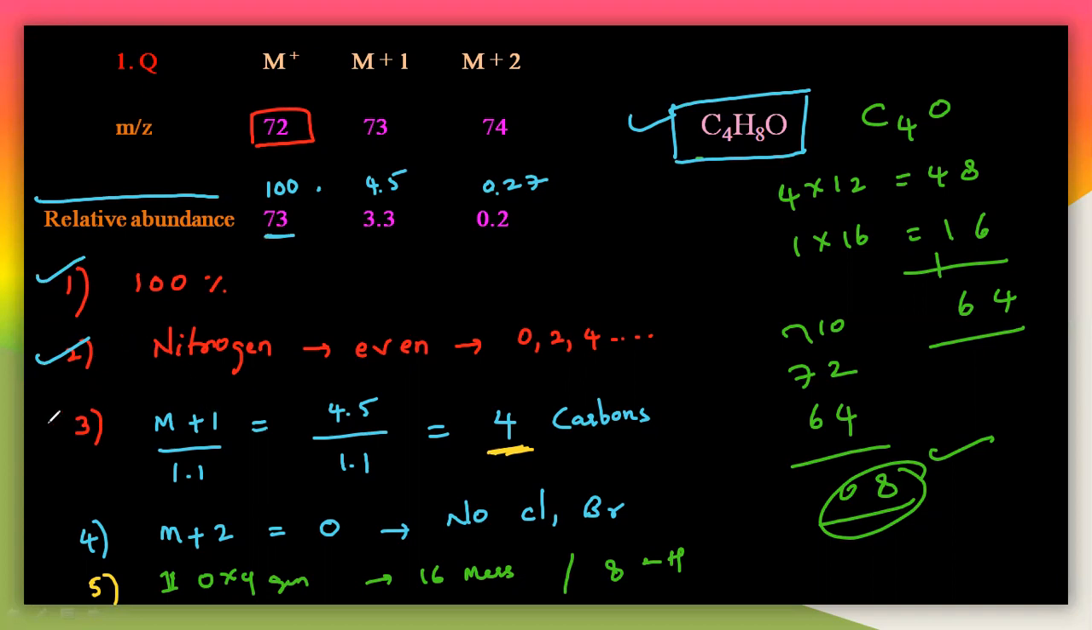So then in the third step we have to count the number of carbons here. Then in the fourth step we have to see the number of chlorines and bromines here. So there are none, because here it is 0.27. 0 means nothing, it is low. And in the final step we have to add hydrogen and oxygen atoms to finally get the molecular formula of a particular sample here.